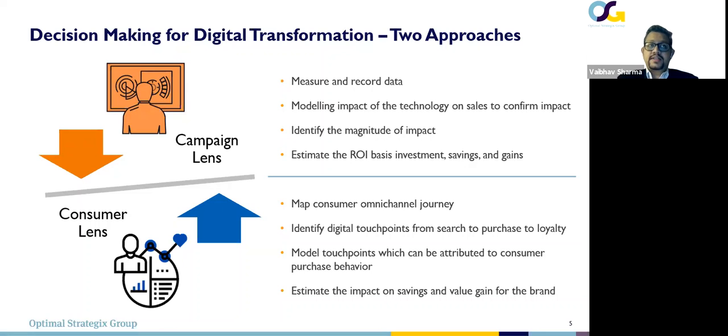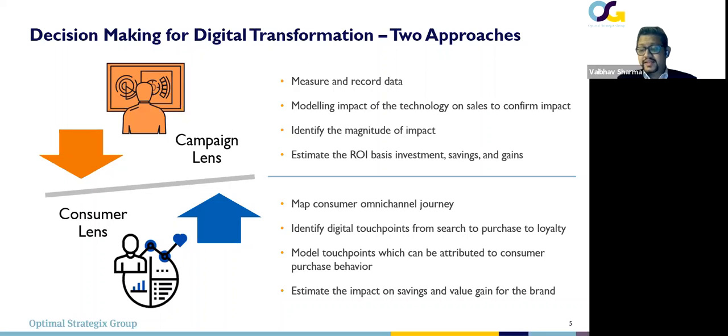Now, if an organization has already invested in certain digital strategy and digital transformation work, the key there is that you need to be able to define your success metric. What is that success metric? Is it revenues? Is it volumes? If it's a service industry, is it conversions? Is it the number of leads? It could be anything.